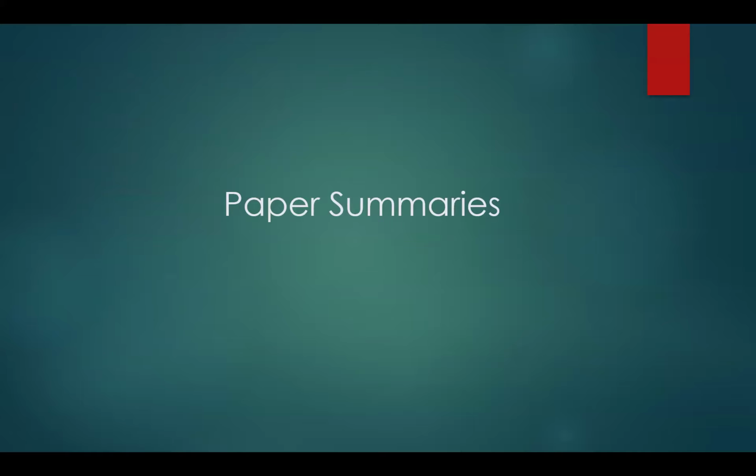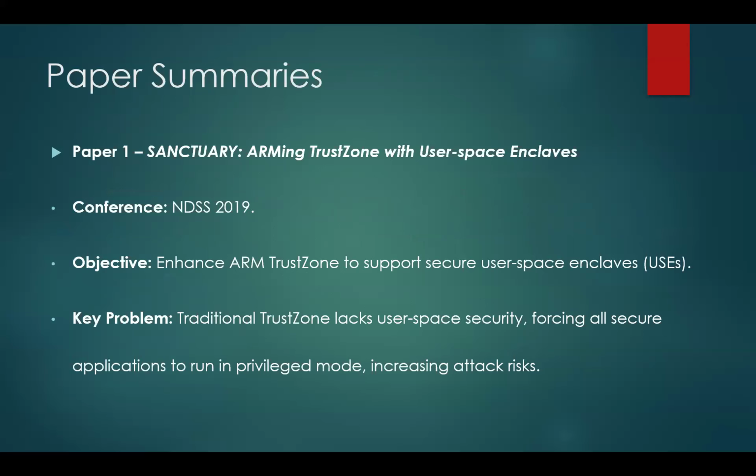Paper summaries. Now we'll discuss paper 1, that is Sanctuary: Arming TrustZone with User-Space Enclaves. This paper was published at the NDSS conference in 2019, and its objective is to enhance ARM TrustZone to support secure user space enclaves. The problem it addresses is that traditional TrustZone lacks user space security, forcing all secure applications to run in privileged mode, increasing the attack risk.